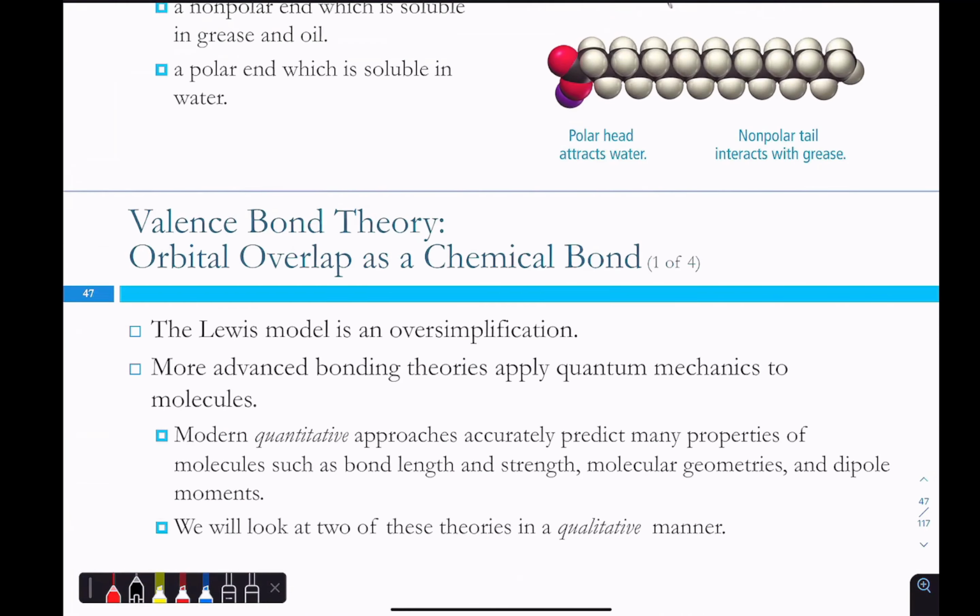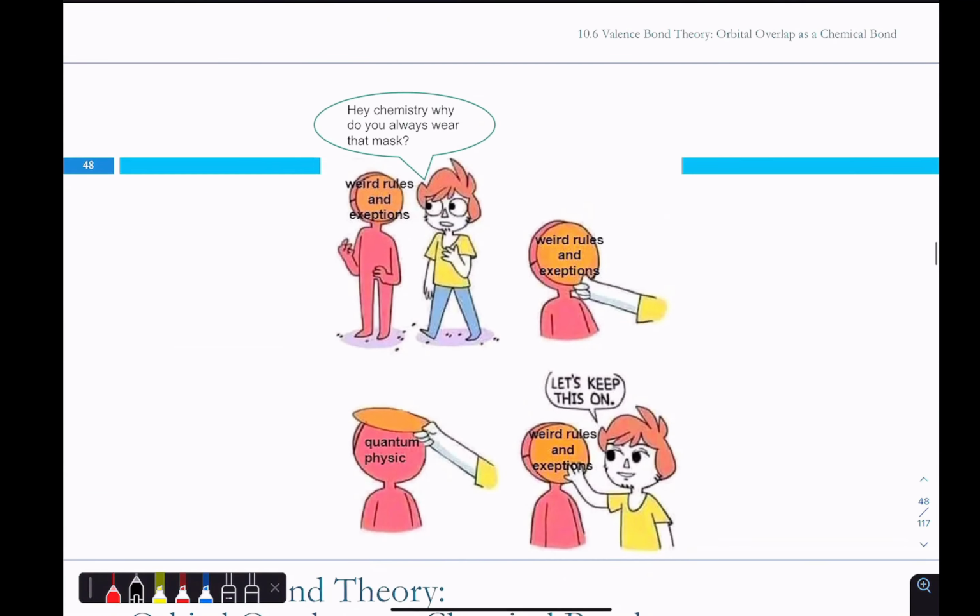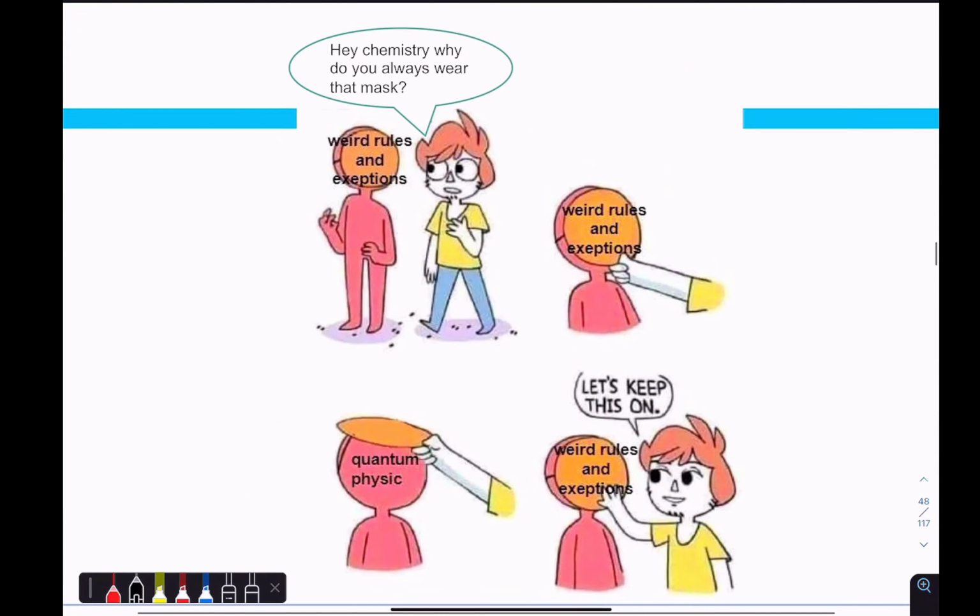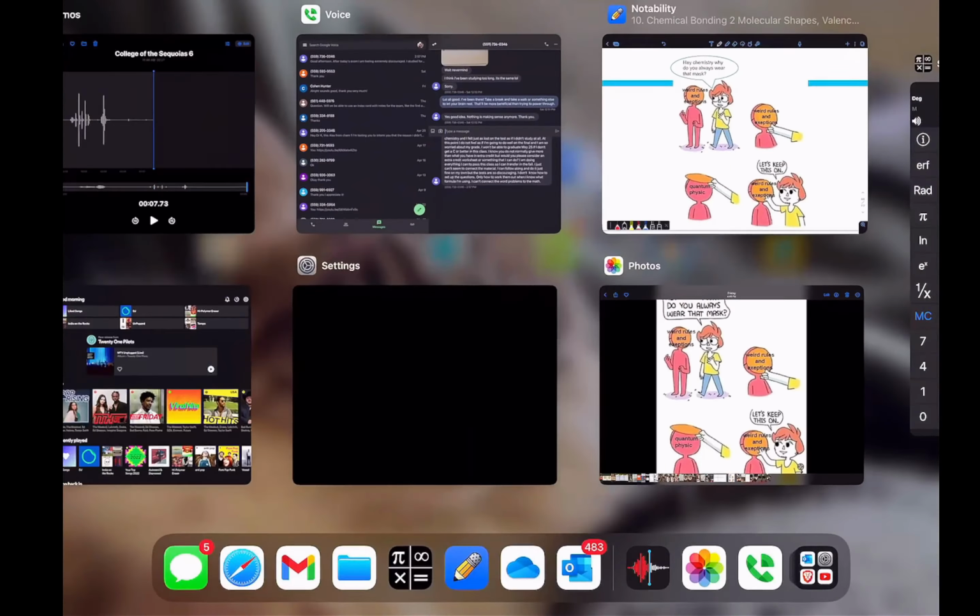All right, so you want to know why there's so many weird rules and exceptions? So there is a reason. I'm just not qualified to talk about it. There's all the quantum physics, and we've covered some of this, like some of the quantum physics behind some of the exceptions that you've learned. But as you keep going, there's going to be more and more exceptions.